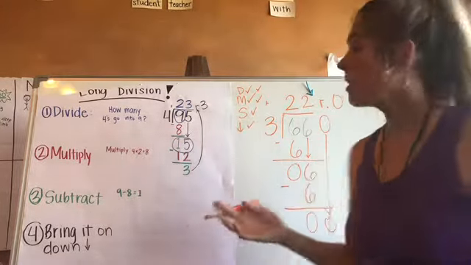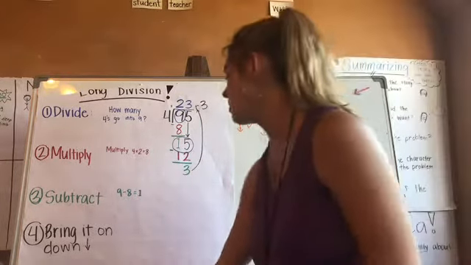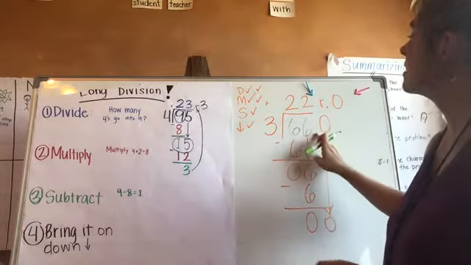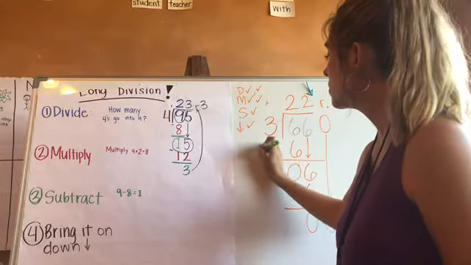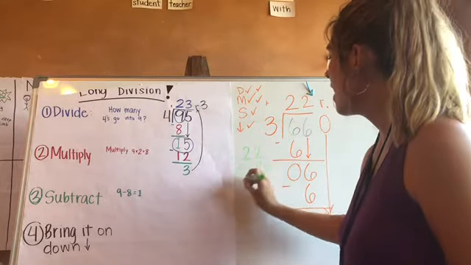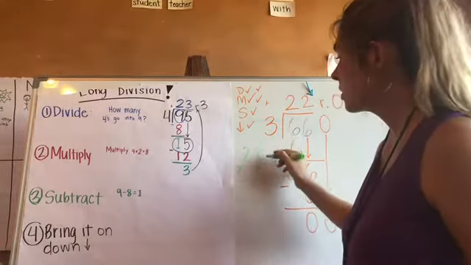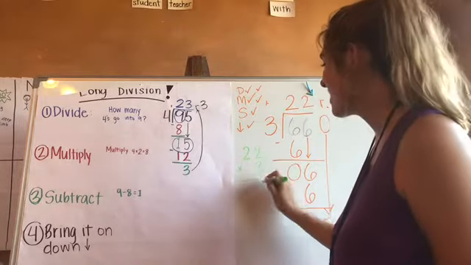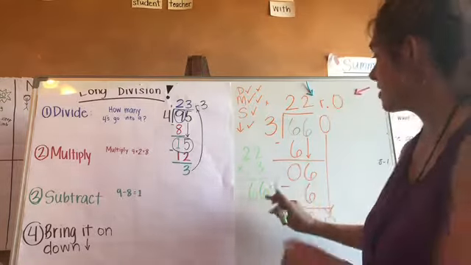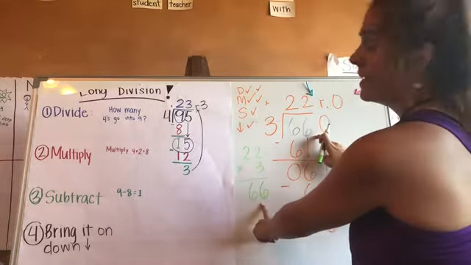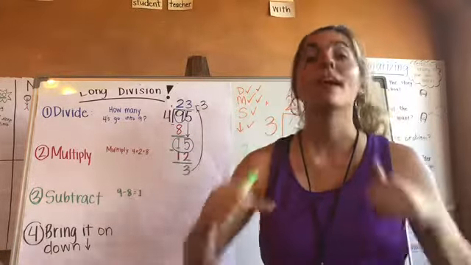And to check my work, all I have to do is multiply. So I'm going to multiply with a different number. If 66 divided by 3 equals 22, that means 22 times 3 has to be 66. But we'll see. Let's see if we're right. What's 3 times 2? 6. And what's 3 times 2? 6. Were we right? Are our answers the same? Yes. That means we're right, so we're awesome. Good job doing long division.